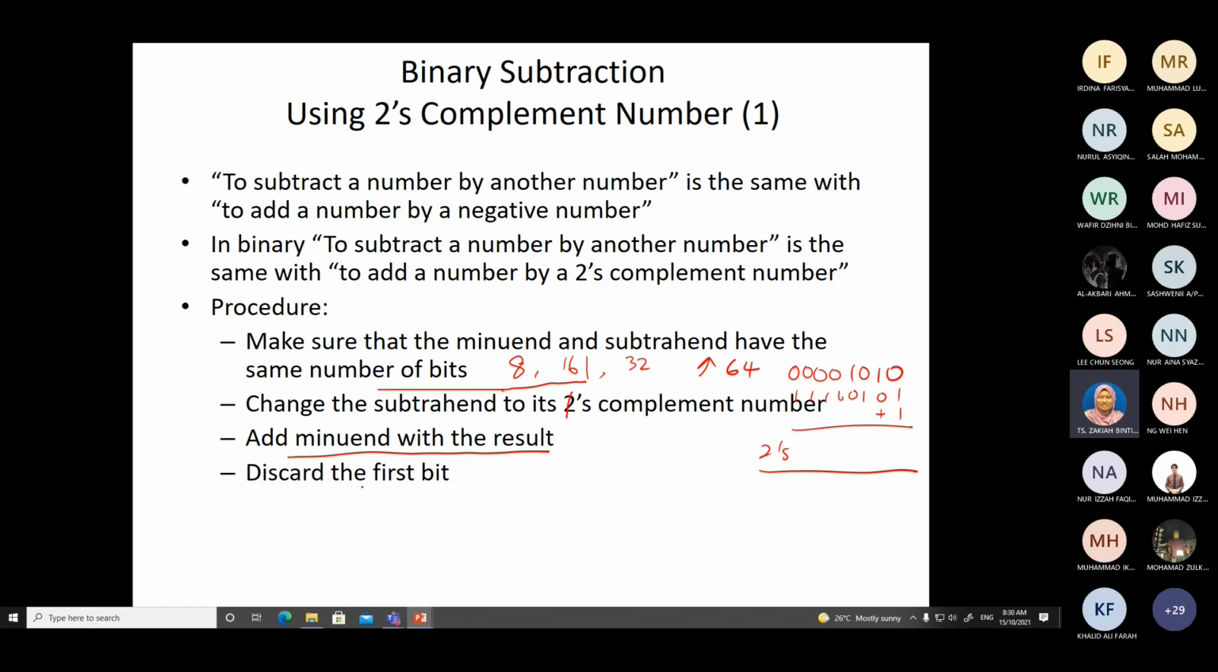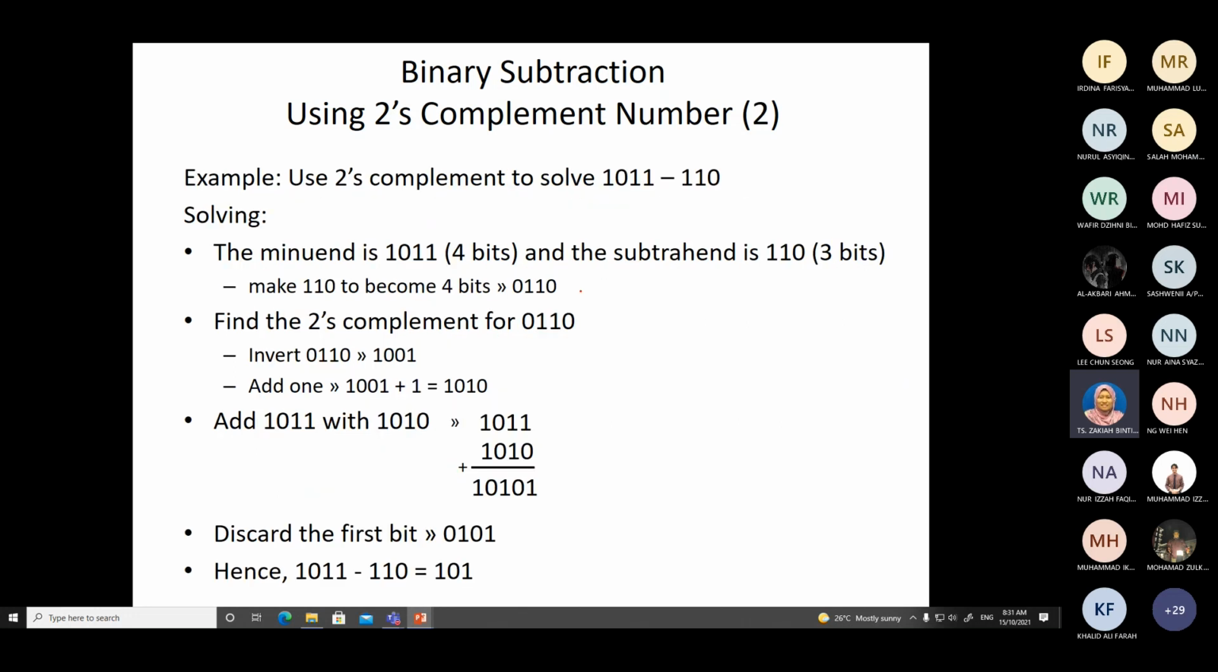And then once you get the result, if it exceeds the original size, so let's say we have 8 bits and it exceeds 8, which is a 9th bit, then discard the leftmost bit, or the most significant bit, which is the 9th bit. We discard that and just take the original size as the result. So again, this one uses 2's complement to solve 1011 minus 110.